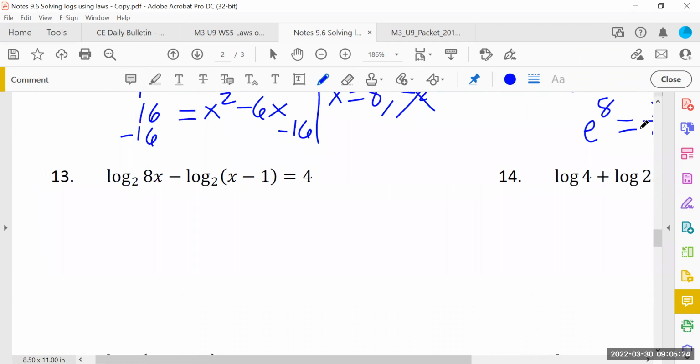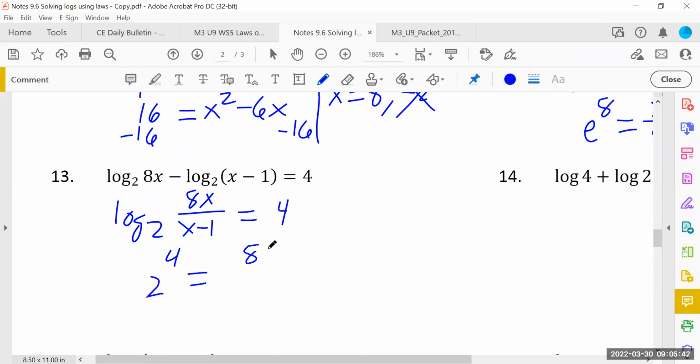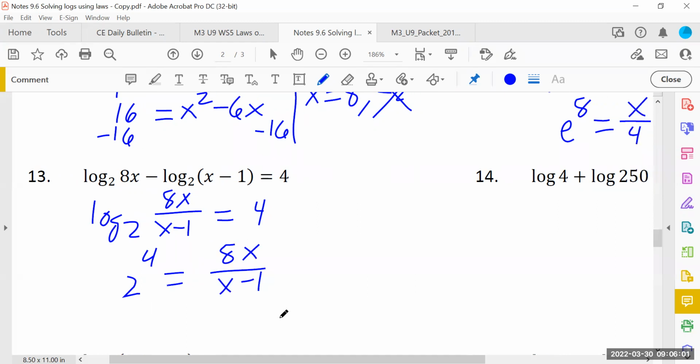Number 13. I'm not going to finish number 13. I'm just going to start it for you. Log base 2 of 8x divided by x minus 1 equals 4. So it's 2 to the 4th power equals 8x over x minus 1. Do the 2 to the 4th power, make it over 1, cross multiply. We've done ones like that, so I'm not going to finish it unless you need to see that one. If you do, let me know, and I'll do it for you later.